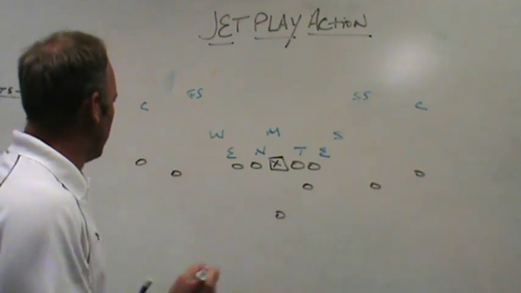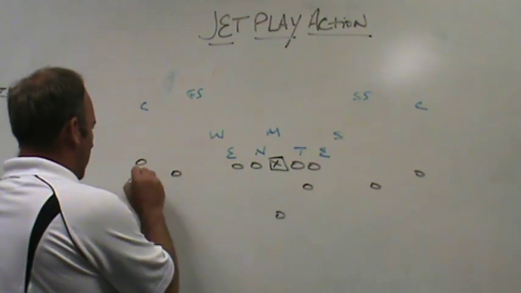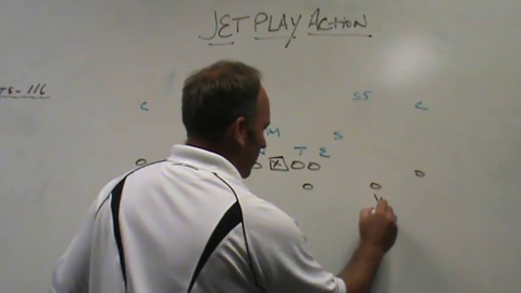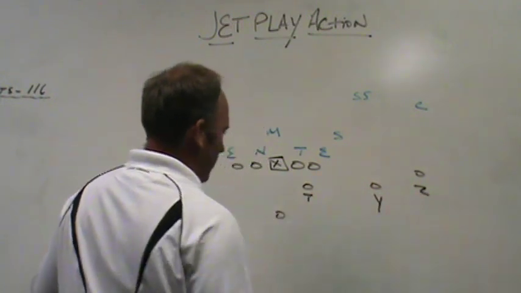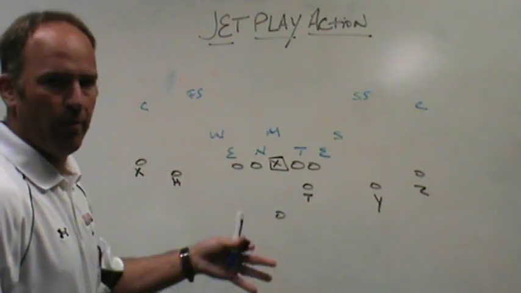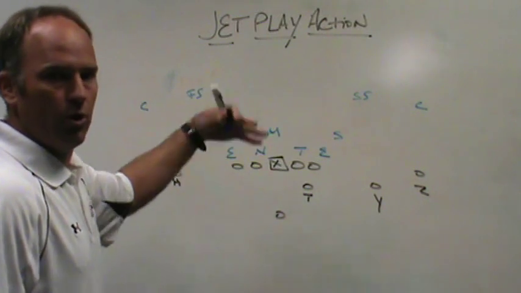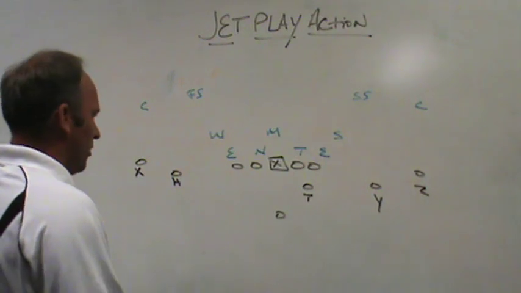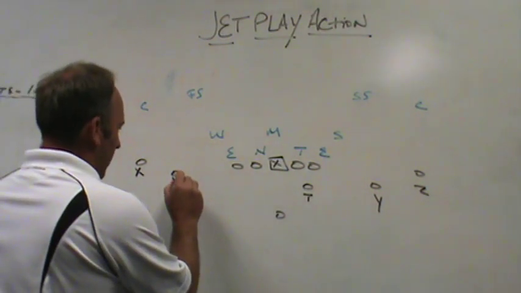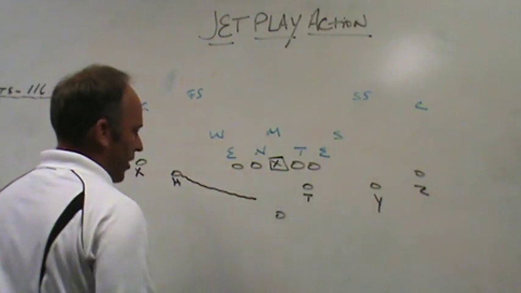All right, so the first thing we're going to look at is bringing, for us, this would be X, H, Y, Z, and that would be the T position. We normally use a fullback in there, but it's still the T position on paper in our offense, which allows us to use protection rules the same way. So we're going to bring the H like we would in jet motion. We're going to bring the H across.